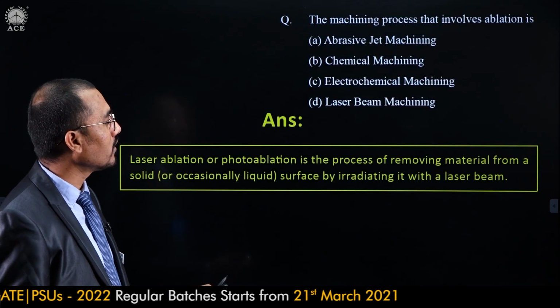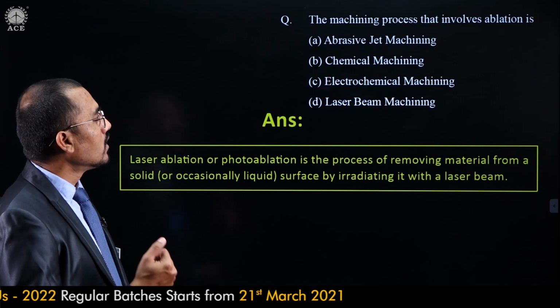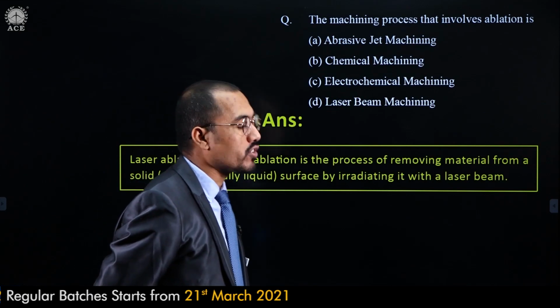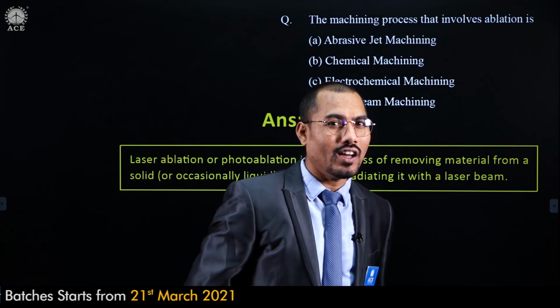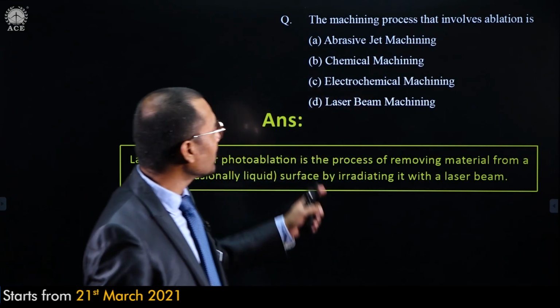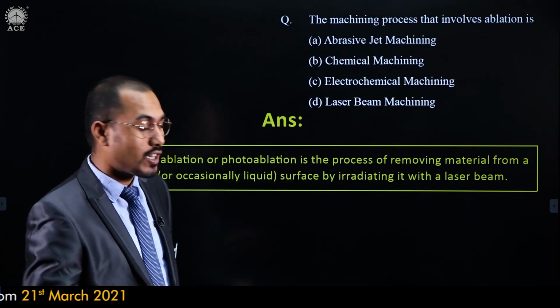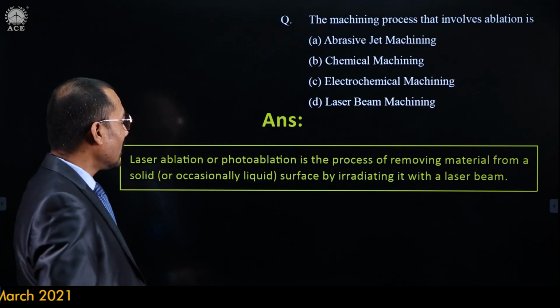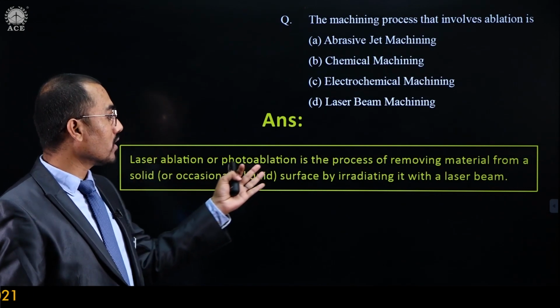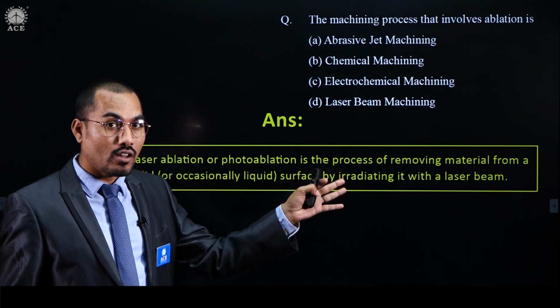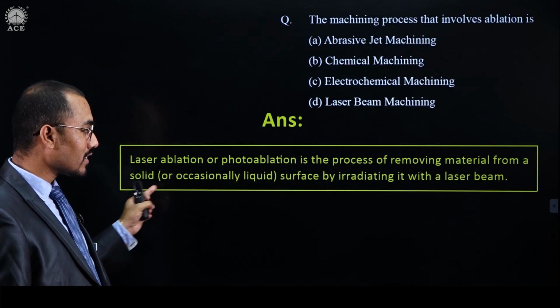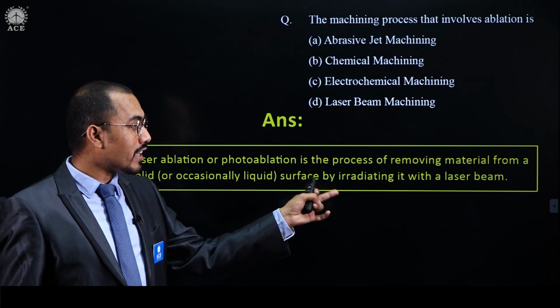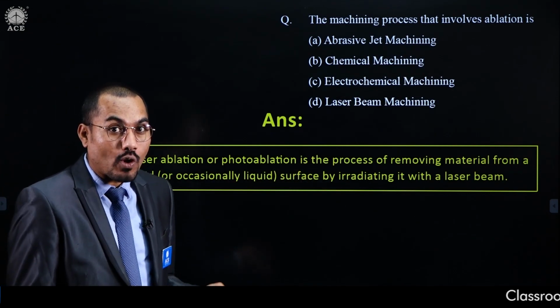Right, fine. Next question. The machining process that involves ablation is, and we know that the word ablation is related to laser beam machining operation. We know that laser ablation is the process of removing metal from a solid surface by irradiating it with a laser beam. That is what is called ablation.